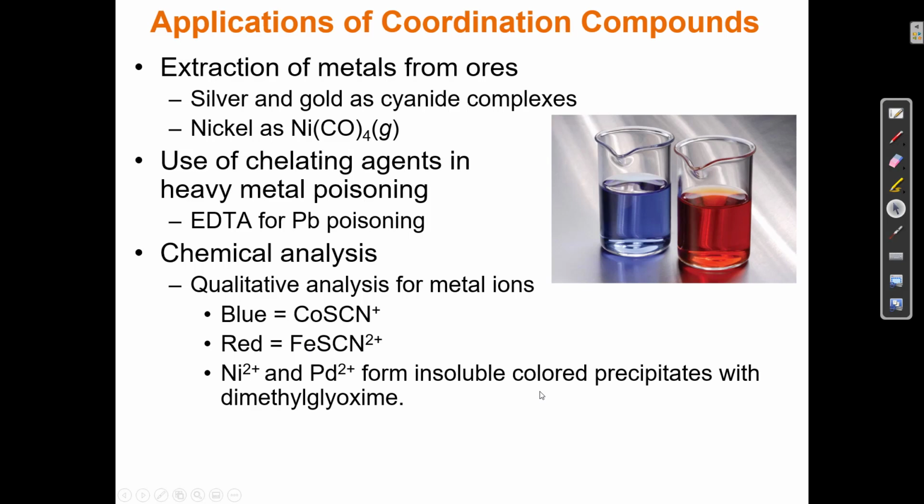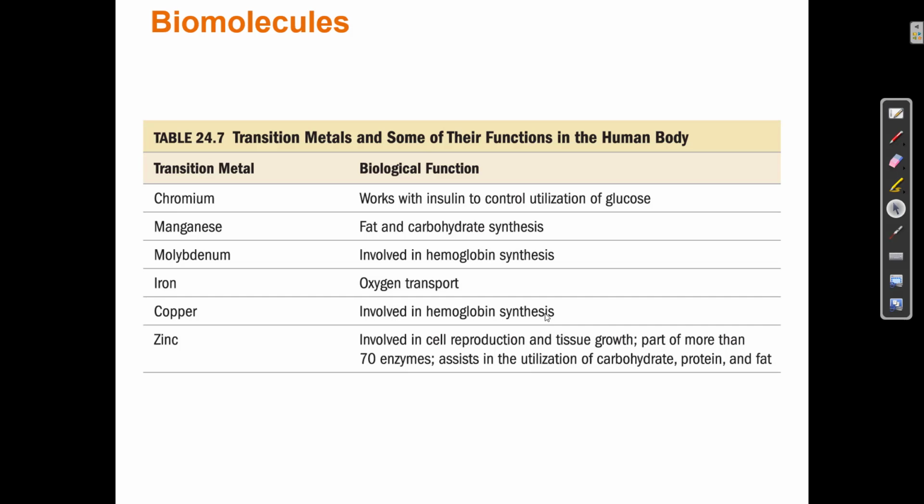These coordination compounds are also found extensively in biomolecules. These trace metals are really important for biological functions in the human body. Chromium, manganese, molybdenum, iron, copper, zinc. You might not think of copper as being an essential nutrient, or at least a micronutrient, but we need some small amount of copper, some small amount of chromium. These are important for the functioning of some biomolecules.